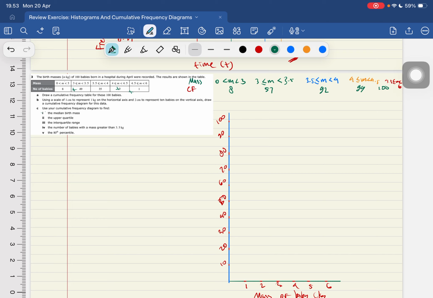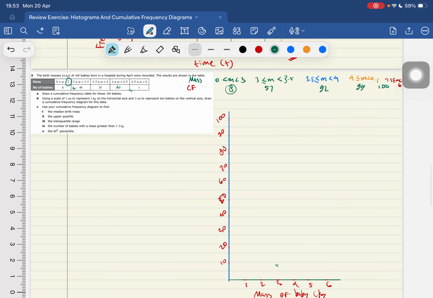Okay, look at the last digit. This is 3, and the cumulative is 8. So 3 and 8. So here is the plot. We make the plot next. 3.5 and 57. So we got 3.5 here and 57. Okay, the next class interval is 4 and 92. So 4 to 92. Yeah, it's approximately here.